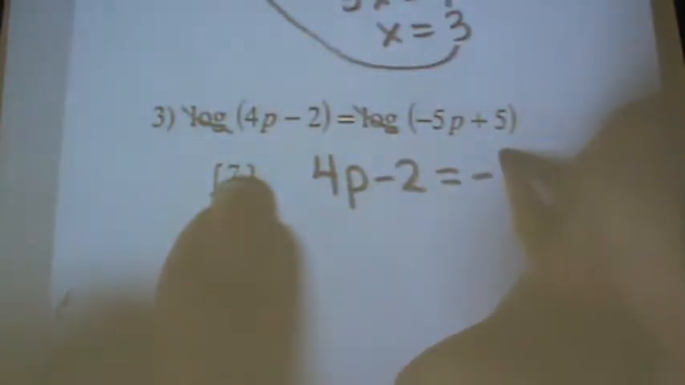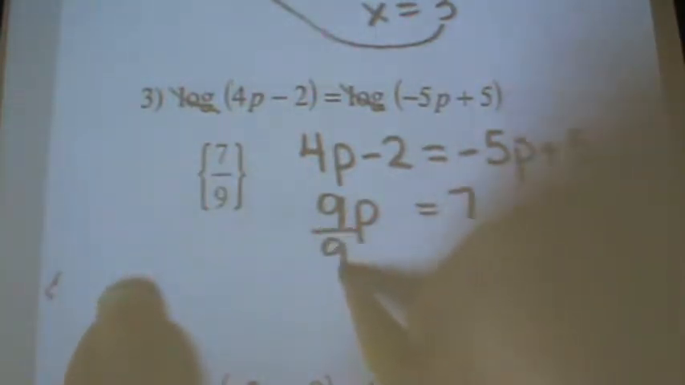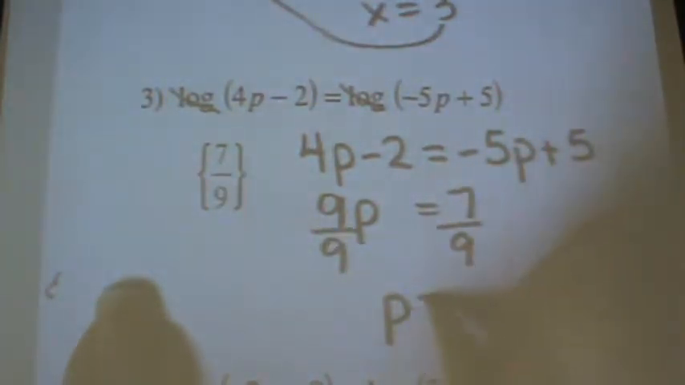Number 3, cross what out? These logs. 4p minus 2 equals negative 5p plus 5. Add 5p to the other side, that gives us a 9p. Add 2 to 5 and you get 7, and divide by 9. So p is 7/9.